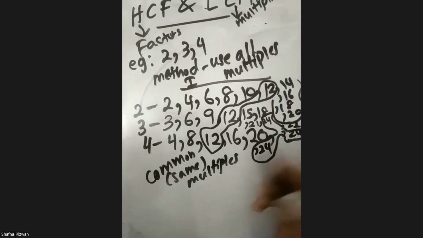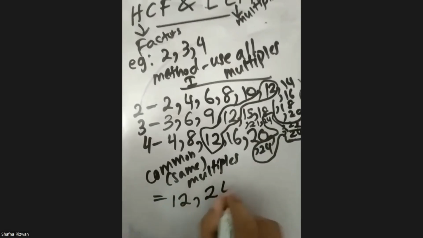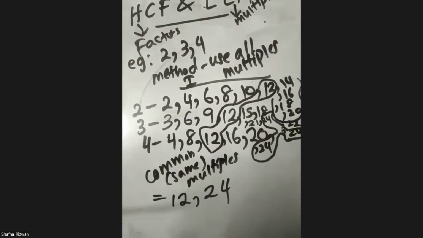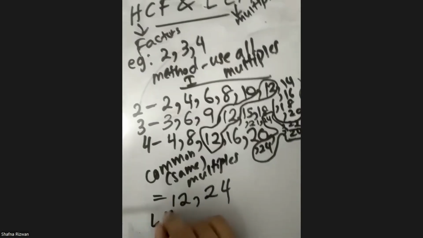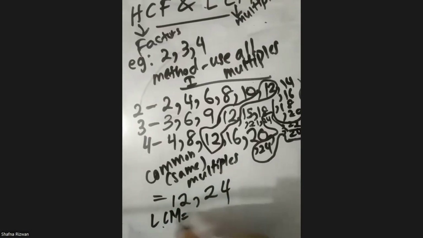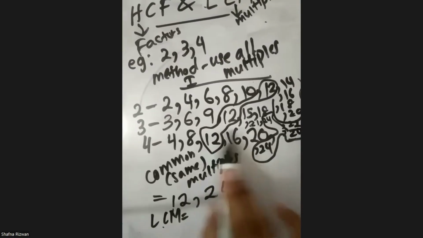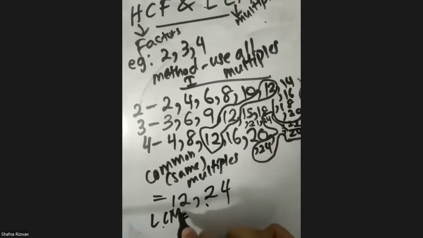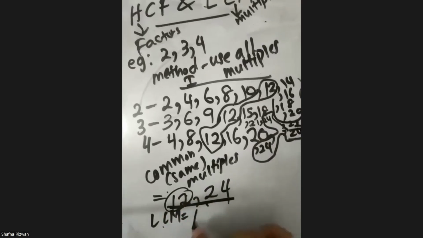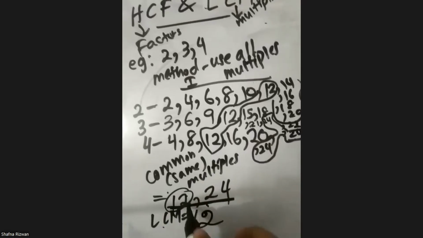Now what are the common or the same multiples you had? So the common multiples you had were 12 and 24. Among this you have to see the least common multiple. That means you have to see the smallest common multiple. Common means you have to take all the same multiples. After you circle it, write it here. Now what's the smallest common multiple here? You can take 12 or 24, which is the smallest one, that is 12. So 12 will be your least common multiple. Did you understand? The smallest common multiple is 12.